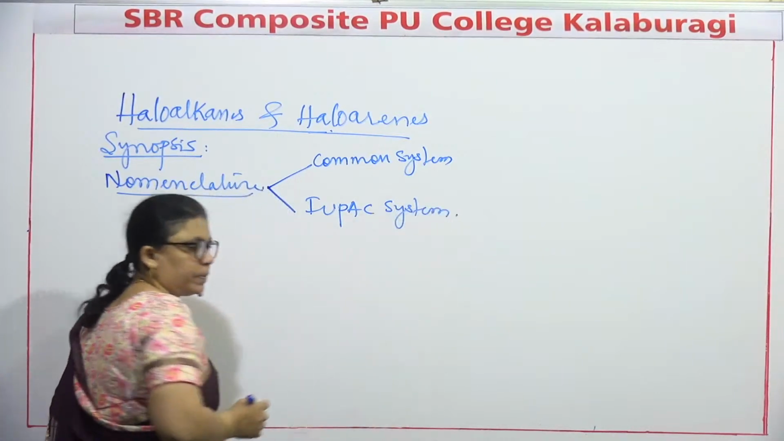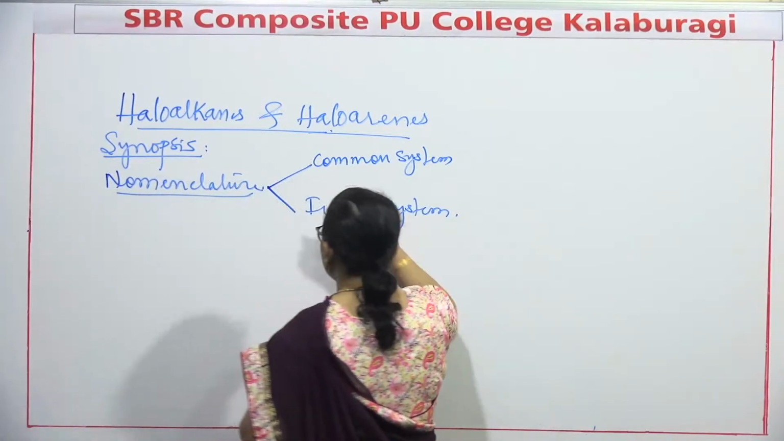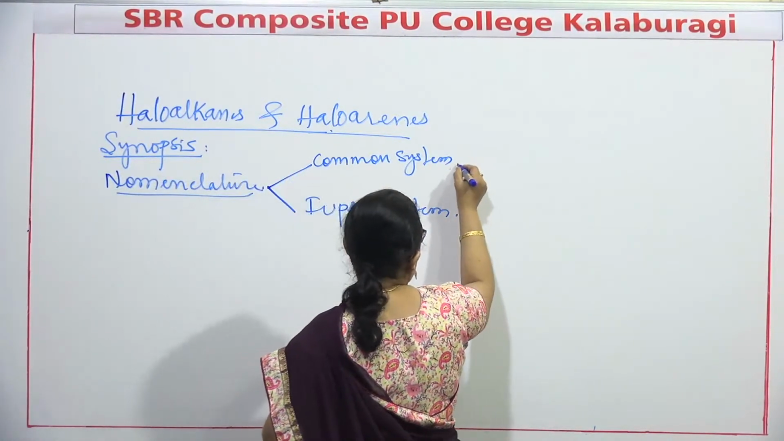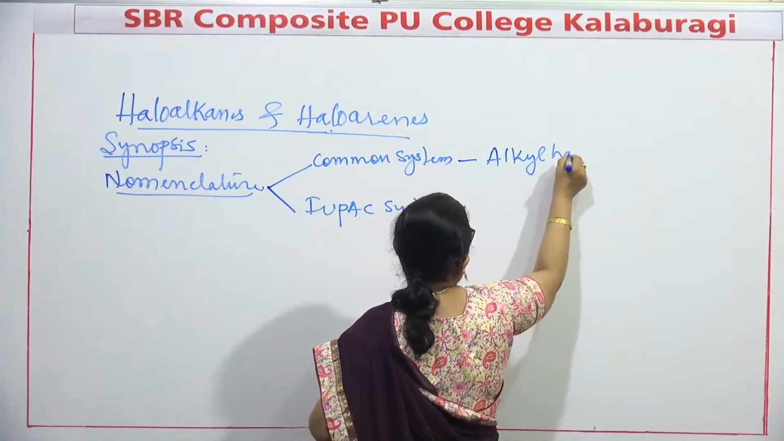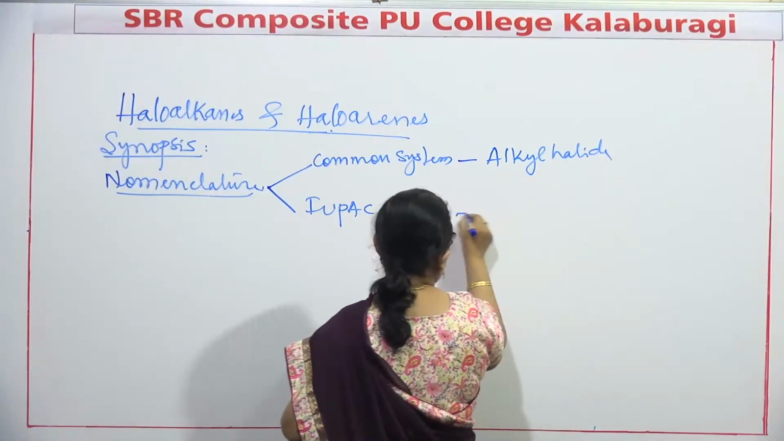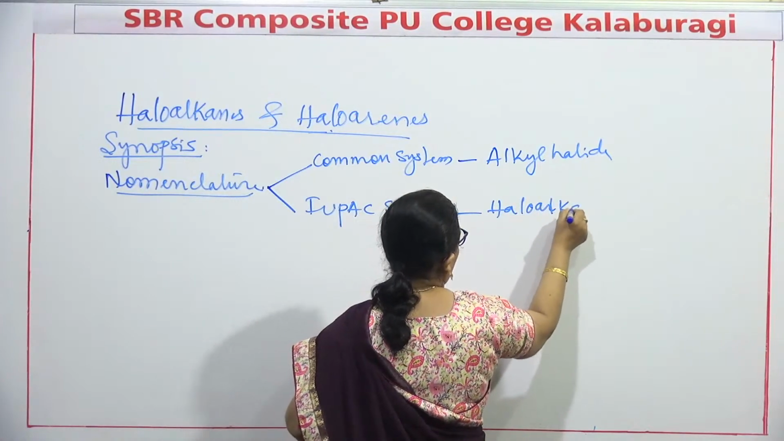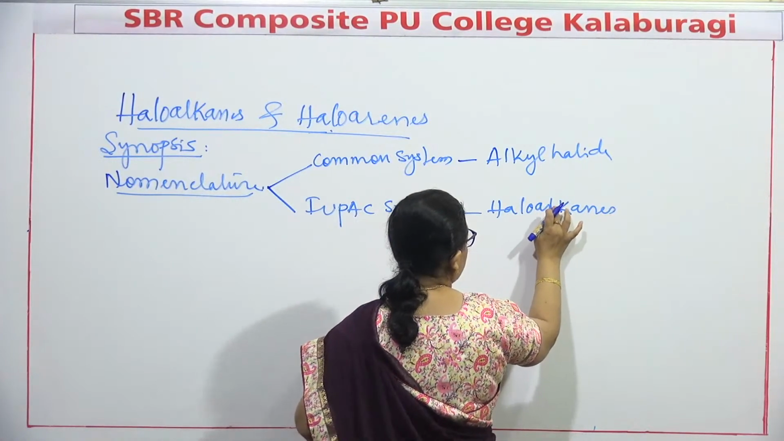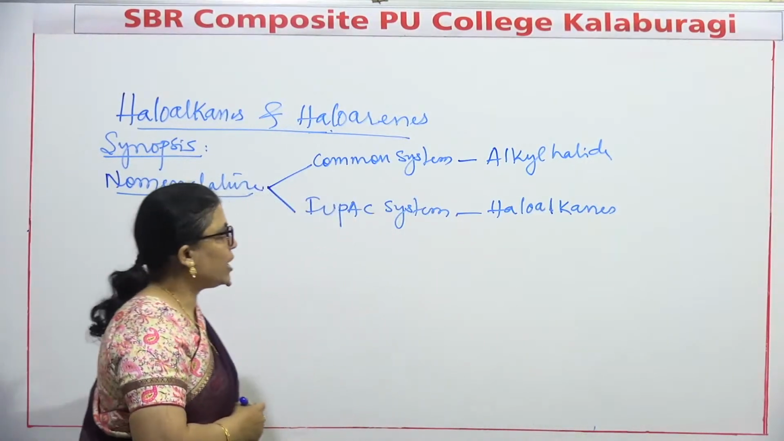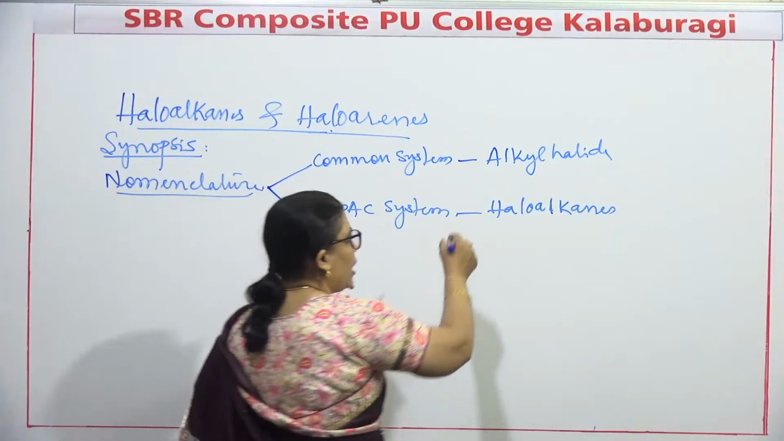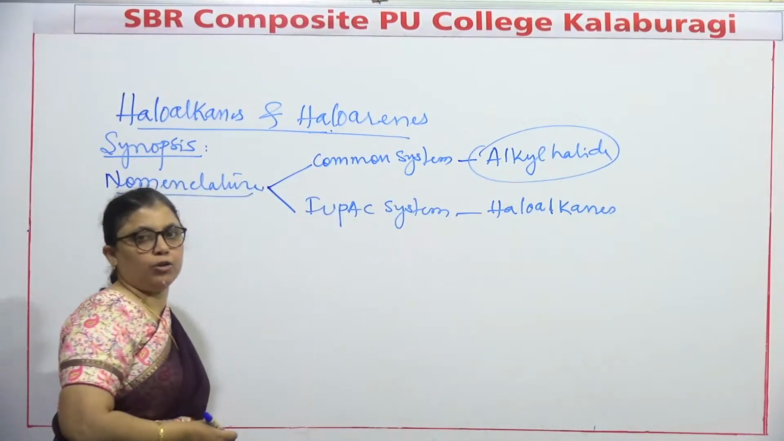According to the common system, haloalkane is called an alkyl halide. In the IUPAC system, it is called haloalkane. Alkyl halide is the common name, which is derived from the alkyl group.